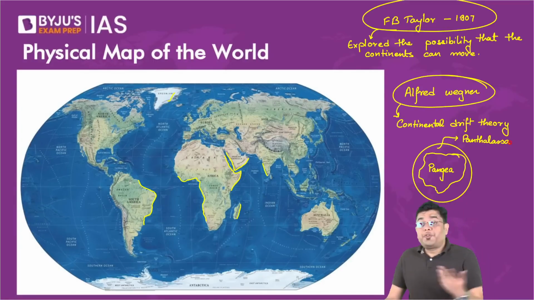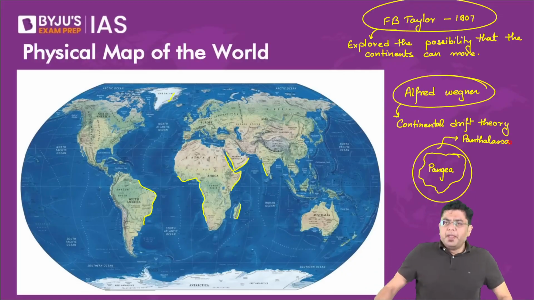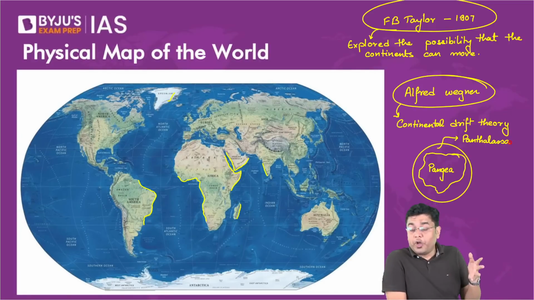Now, you have to understand that when Wagner published his theory, it was published in German. He was a German meteorologist and climatologist. So he published his entire essay in the form of a small book in German. That was not immediately available for the entire world. The rest of the world came across that theory only around 12 to 13 years later, in the 1920s, when the English translation was made available.